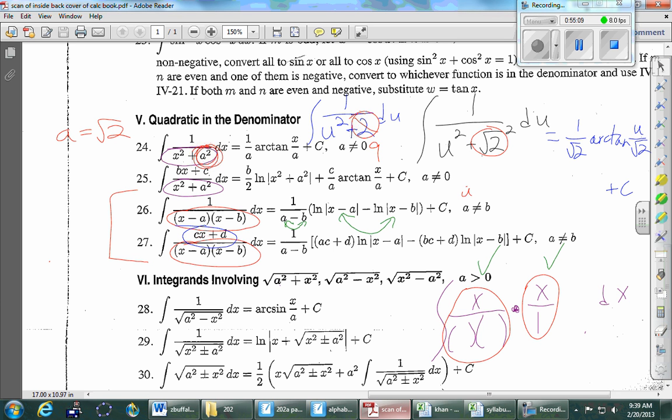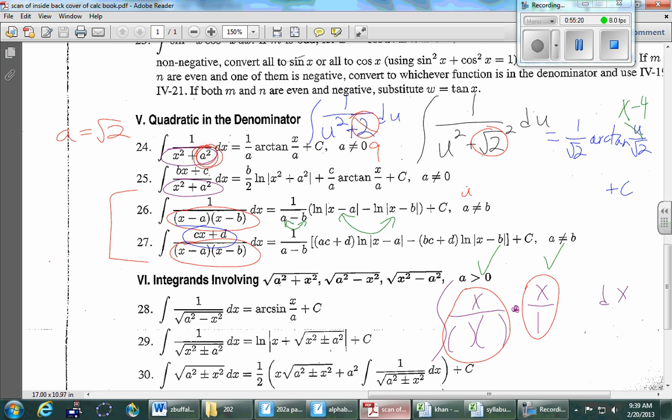U is the x minus, it's not x. Yeah, x minus 4. That's right. And then I should have changed this to x minus 4. That's the final answer. Oh, yeah, okay.